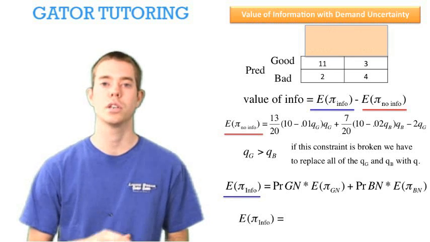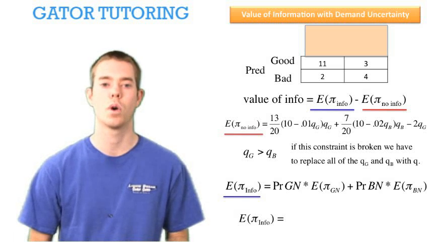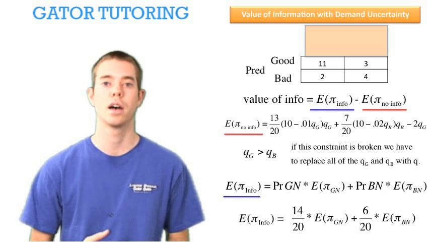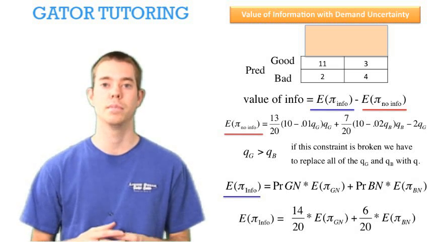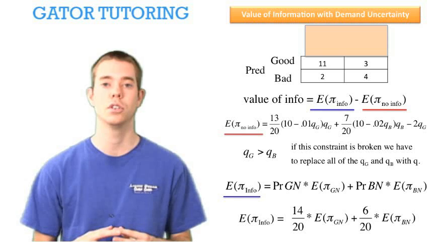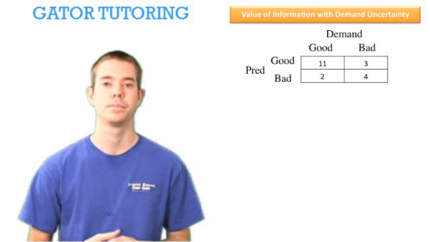When we're doing this, we can cover up the demand side of our table because we're just interested in our prediction side. And the probability that we get good news, well, how many times did we get good news? 11 plus 3 times, or 14 out of 20 times, we are expected to get good news, which means 6 out of 20 times is the probability that we've gotten bad news. We're going to revisit this equation later, but first we have to solve for the expected profit given good news and the expected profit given bad news. So that's what we're going to do now.